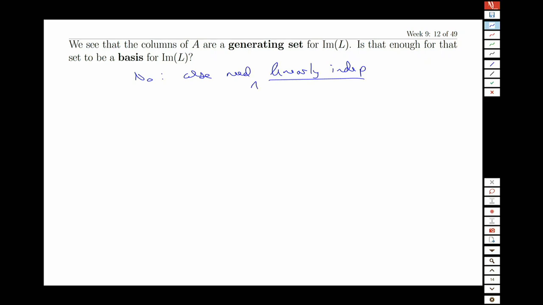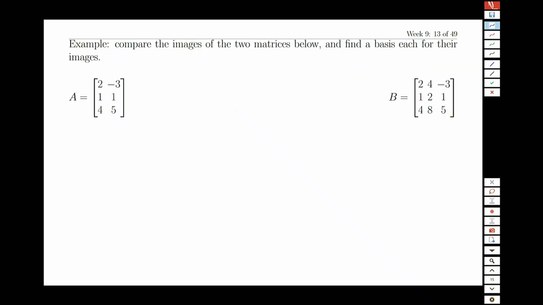Sorry, let me be more simple here. The set to be... Okay. But it's a nice start. If we have generating sets, we can reduce it down if we need to get to a linearly independent set. It's a good building block. So let's take a look here at a couple scenarios.